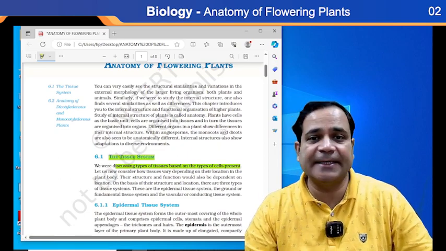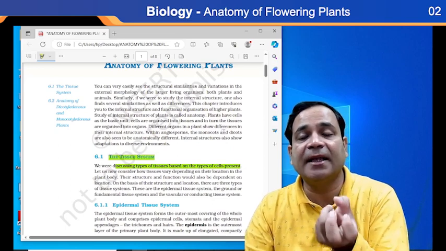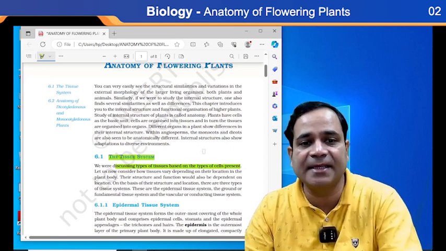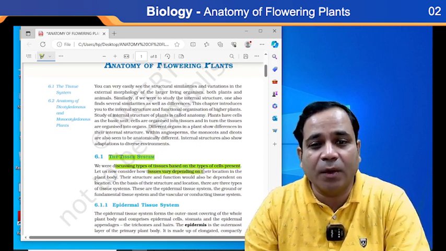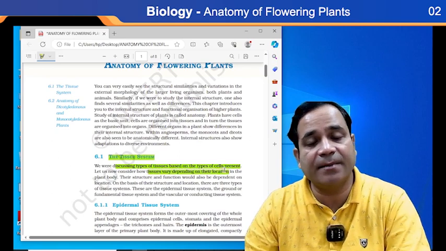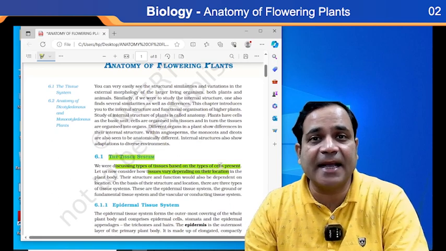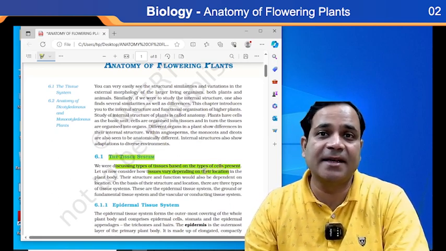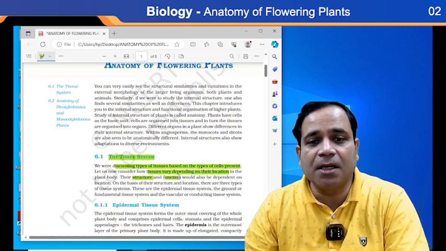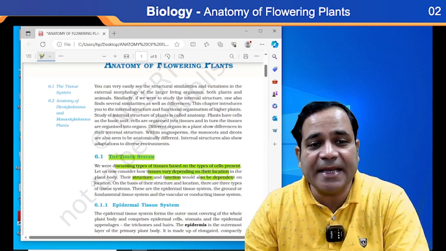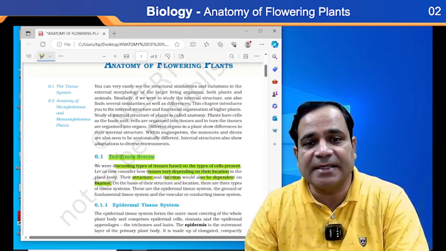Now, the question is, if the tissue is here, then what is to be known? Tissue varies depending on location, that is simple and complex, as well as meristematic and permanent. So their structures and function would also be dependent on the location. Getting my point?